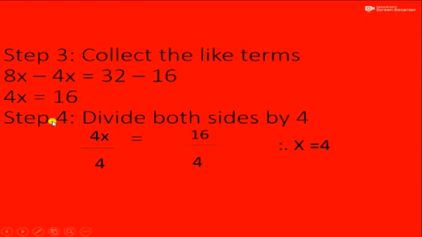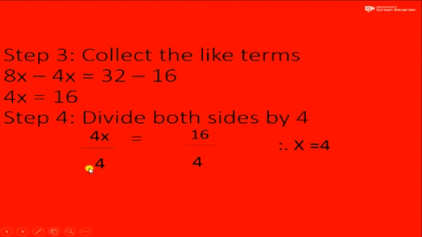Now the next step, that is step 4. You look at x there, we want to look for the value of x, and x there is with a number which is 4, the coefficient. So how do we cancel the coefficient, that is the 4 here? We divide both sides by 4.